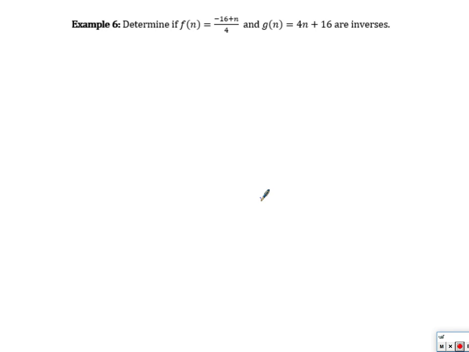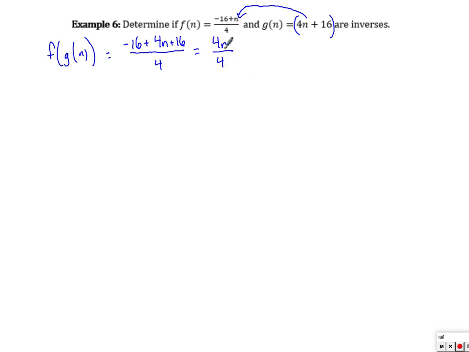Okay, so let's try it with that next example. First thing I'm going to do is f of g of n. So I am going to plug this in for n in the other equation. That means I have (-16 plus 4n plus 16) all over 4. When I go to simplify this, -16 plus 16 is 0. So that leaves me with just 4n over 4. 4 divided by 4 is 1. So this simplifies to just n, just the variable.